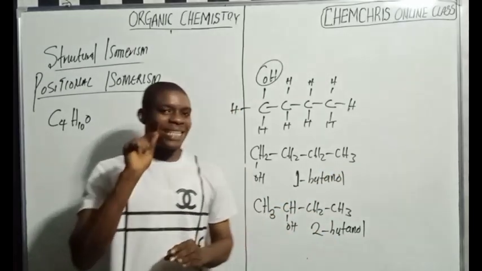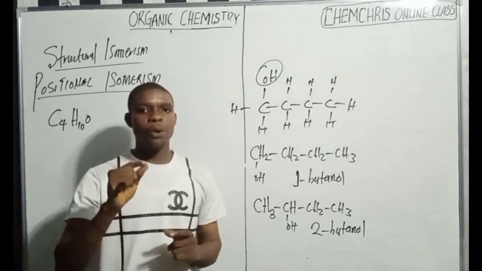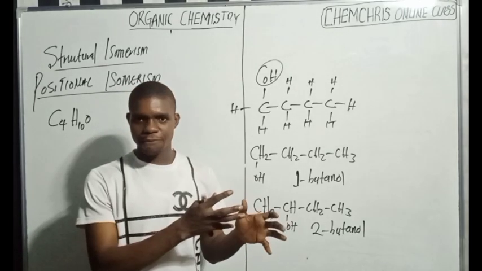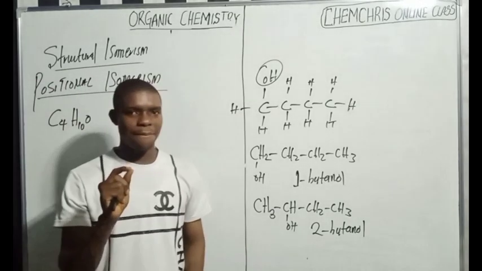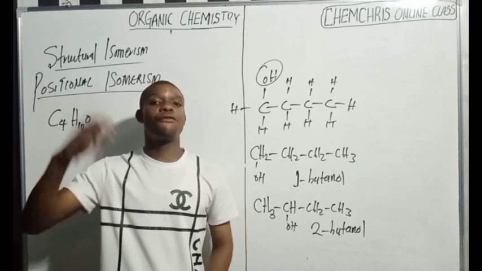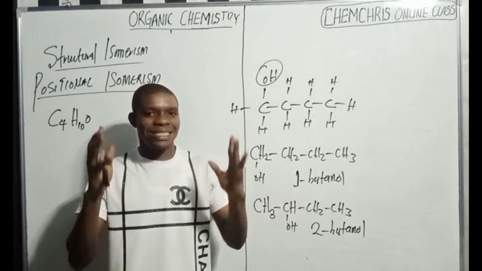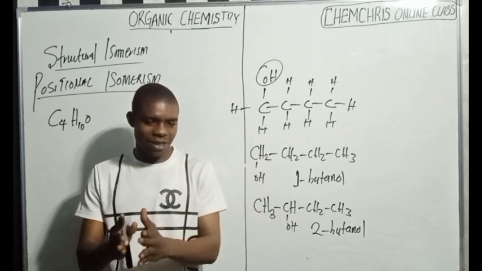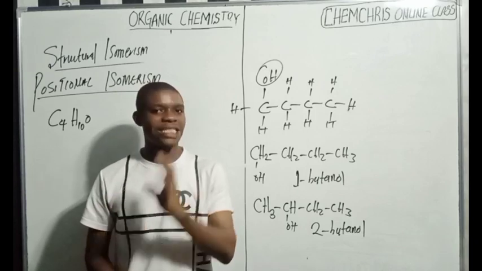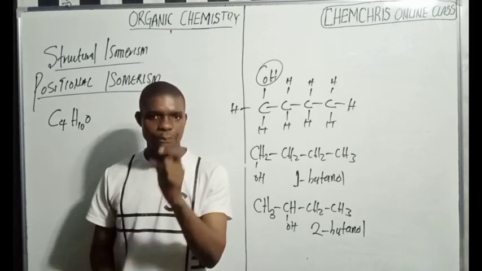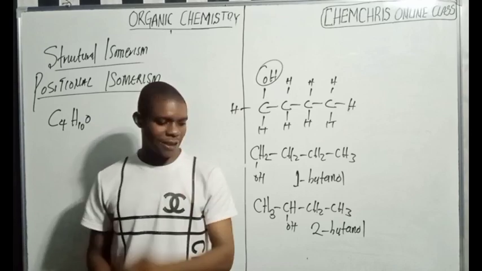Now, in the exam, if they ask you what type of isomerism exists between 1-butanol and 2-butanol, the answer is structural isomerism. But if you really want to be specific, it's positional isomerism, because they have the same functional group, but the only difference is that the position of the functional group differs. So for you to get positional isomerism, there must be a functional group present.